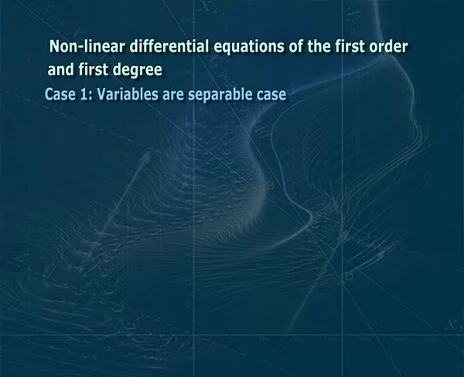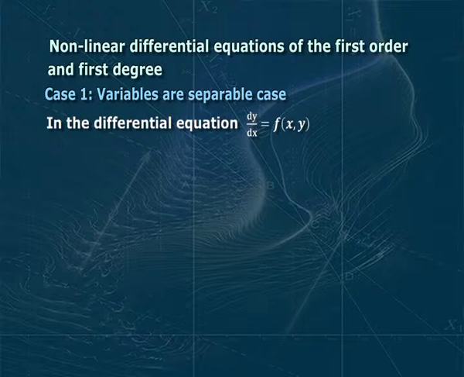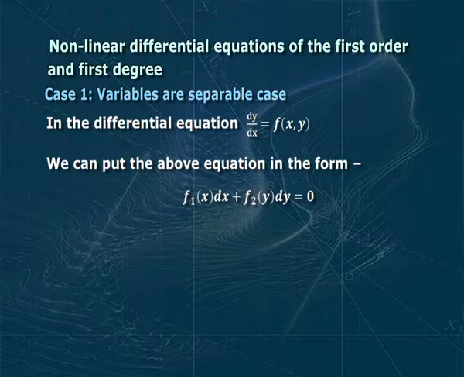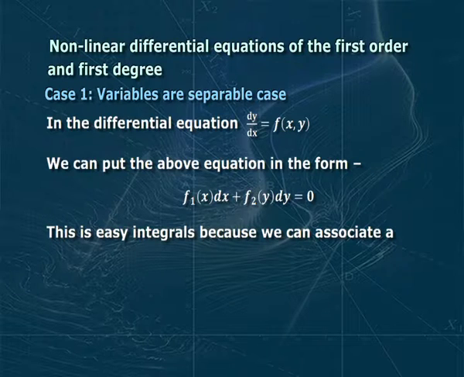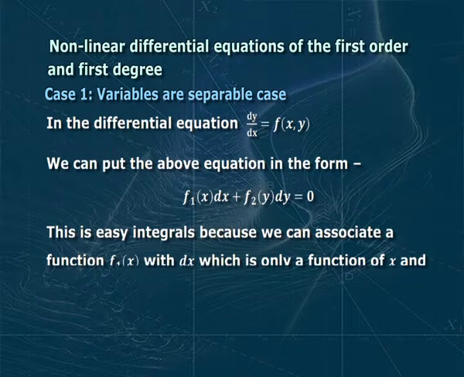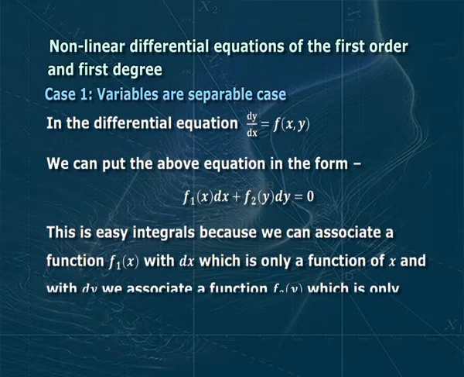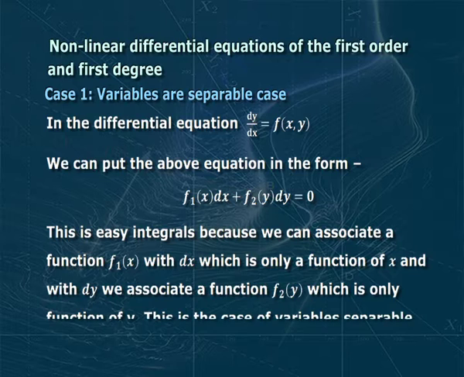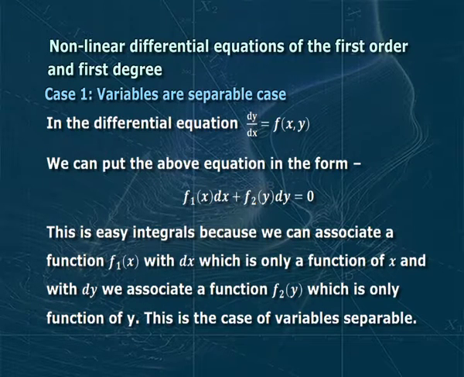Let us consider case 1, when variables are separable. In the differential equation dy by dx, which is equal to f of x comma y, we can put the equation in the form of f1(x) dx plus f2(y) dy is equal to 0. This is easy to integrate because we can associate a function f1(x) with dx, which is only a function of x, and with dy we associate a function f2(y), which is only a function of y. This is the case of variables separable.